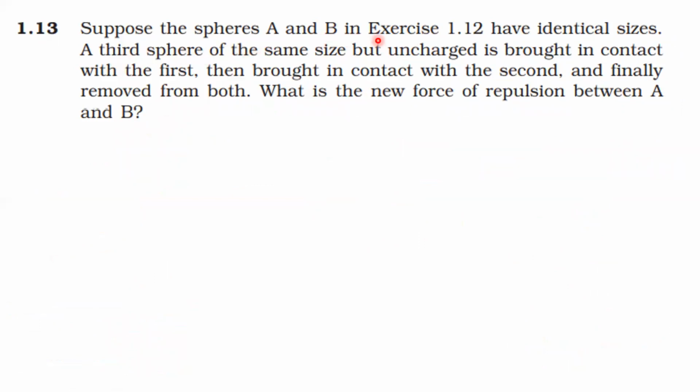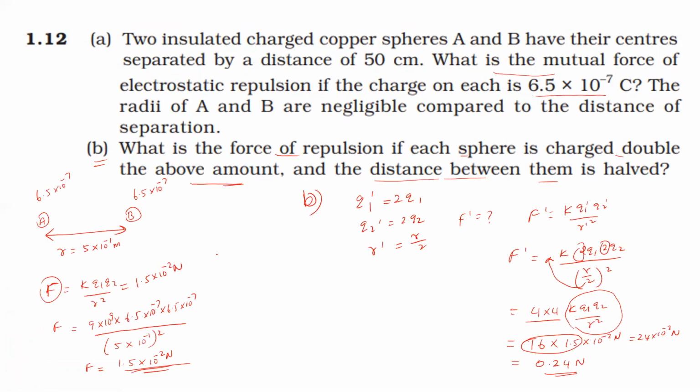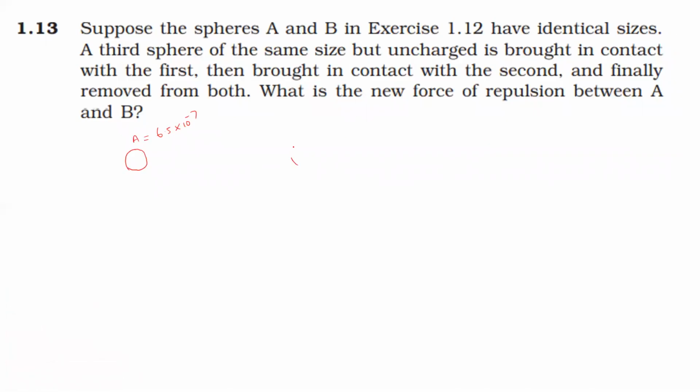Suppose the spheres A and B in exercise 1.12 have identical sizes. A third sphere of the same size but uncharged is brought in contact with the first, then brought in contact with the second, and finally removed from both. What is the new force of repulsion between A and B? Actually, we know that in question 1.12 the charge given in A is 6.5 into 10 power minus 7 Coulomb. Next, sphere B also has 6.5 into 10 power minus 7 Coulomb charge.